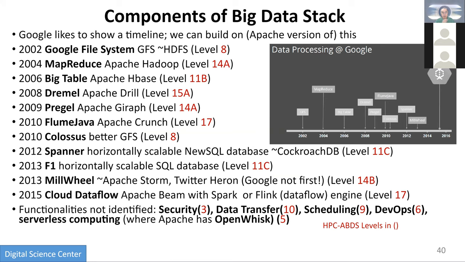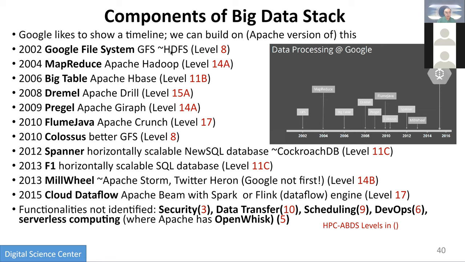And here's a nice graph that Google likes to show when they're telling you how wonderful they are. Google has made lots of important innovations, nearly all of which have turned into open source software. So Google File System is shown here, the first in 2002. The image on the top right is taken from a Google talk and shows on the timeline the software they have.